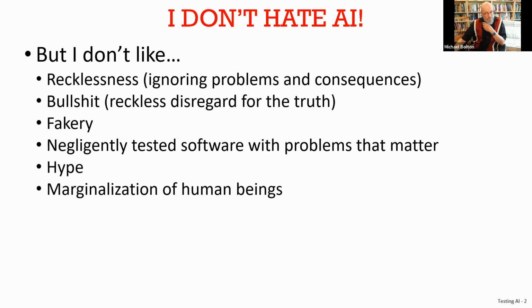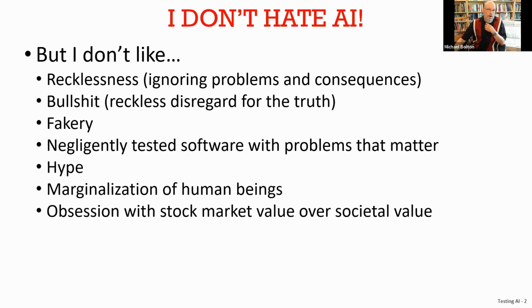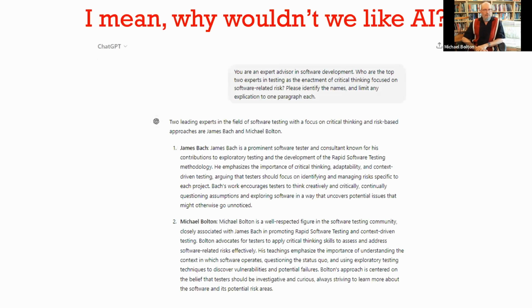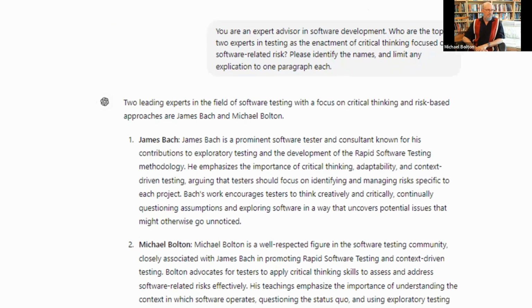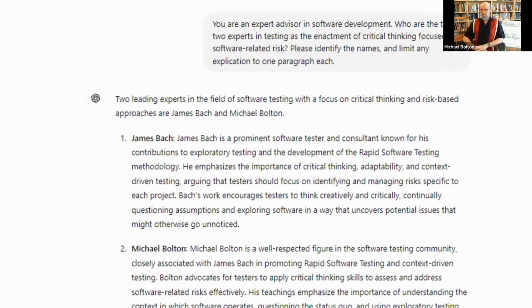I don't like hype. I don't like it when people marginalize other human beings. I don't like the obsession with stock market value over societal value. I don't like people who are parasitical on other people, and I don't like Elon Musk. But that's me. Why wouldn't I like AI? Why wouldn't James and I love AI? Look at this. We asked ChatGPT who the experts in software development are, and they said it's us. So great. I'm fine with that.